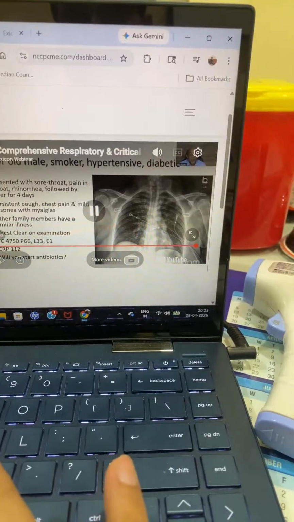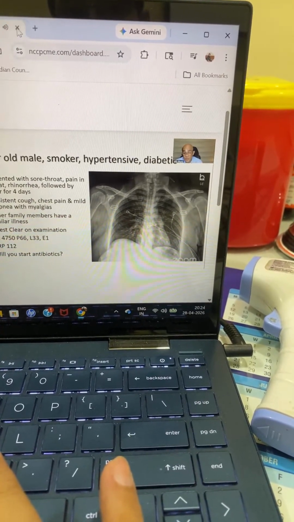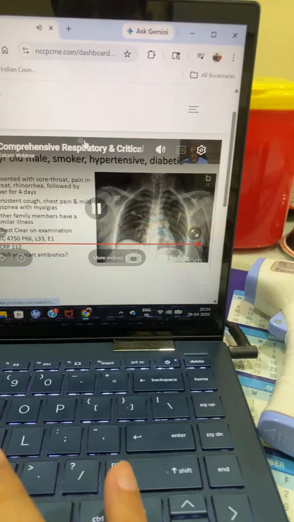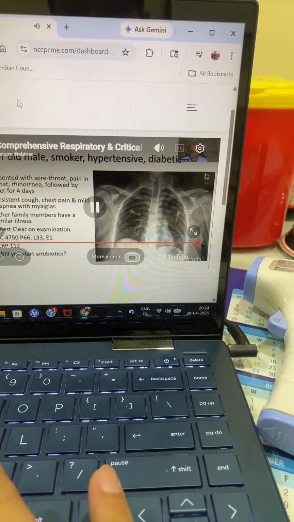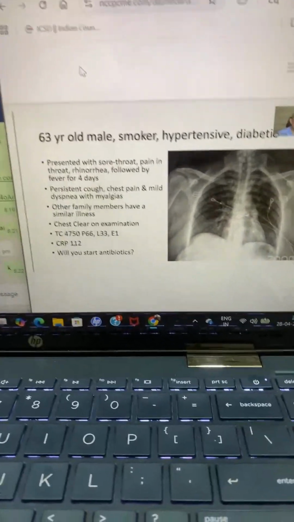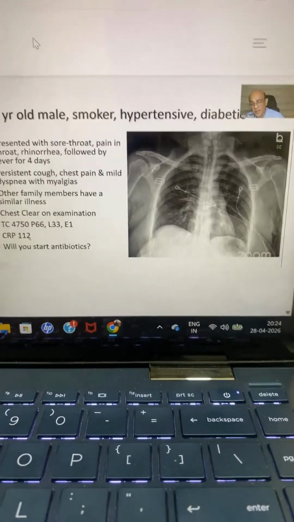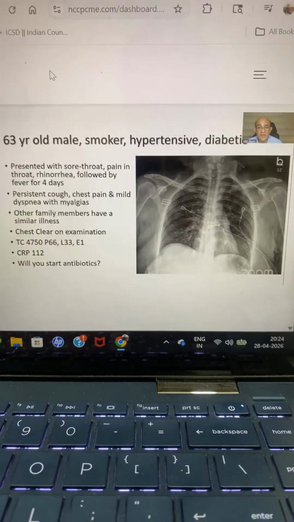So, if the patient is very unwell in your ICU requiring oxygen, you may still consider antibiotics. What we refer to as severe influenza. But in other situations, a high CRP of 112 should not be a reason for initiating antibiotics if the patient is in the outpatient department or even in the ward and is very, very stable.